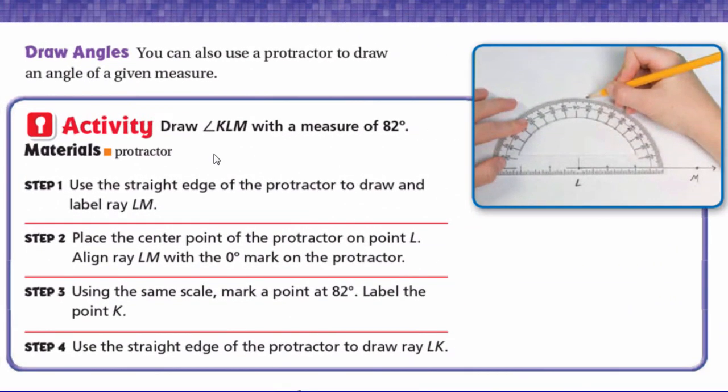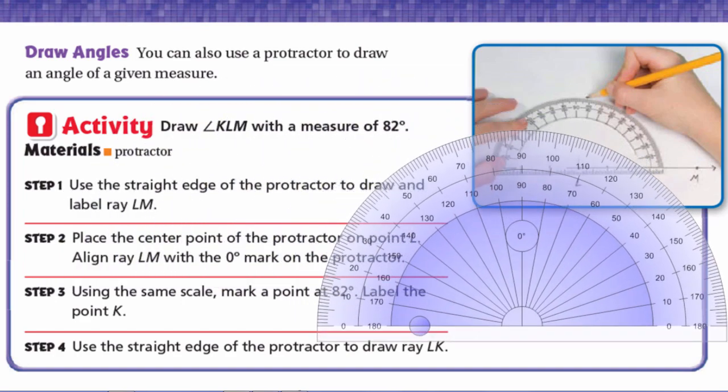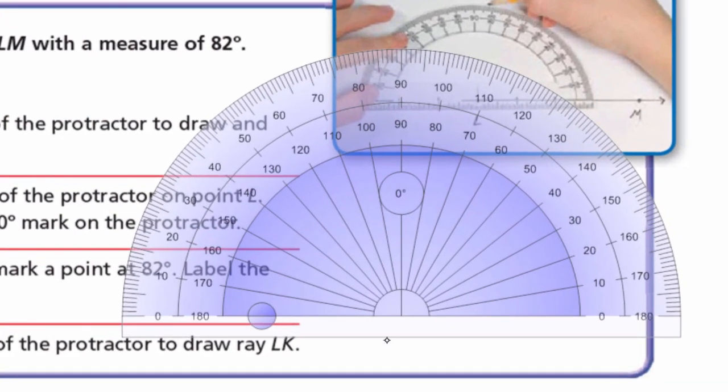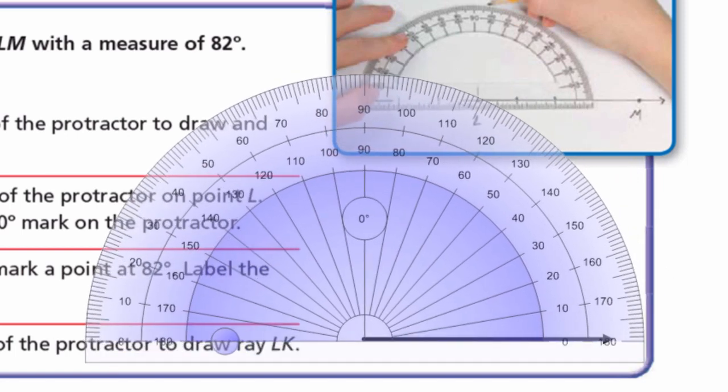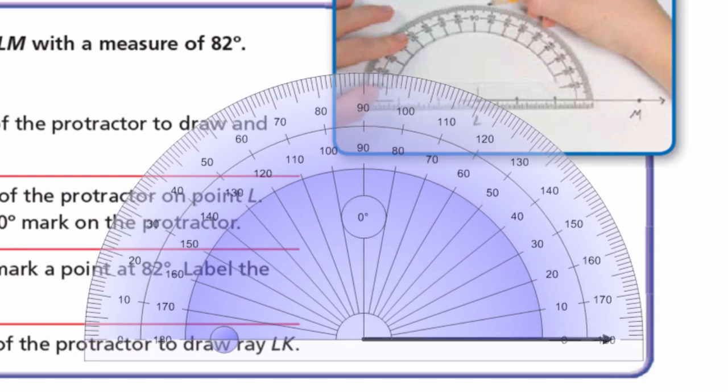And now let's draw an angle. In this activity we will draw angle KLM with a measure of 82 degrees. First we'll use our protractor to draw this angle. First we will draw a ray like this, and then we will place the center of the protractor on the vertex, and the 0 degree mark must be with the ray. And then we will count until 82.